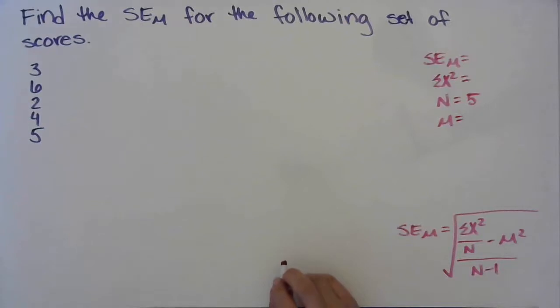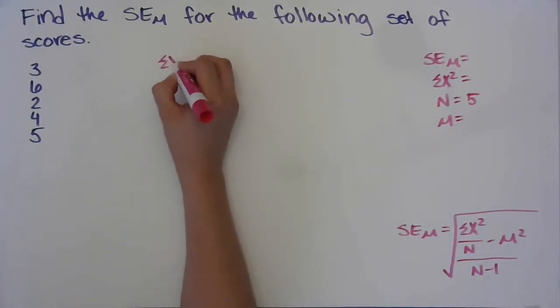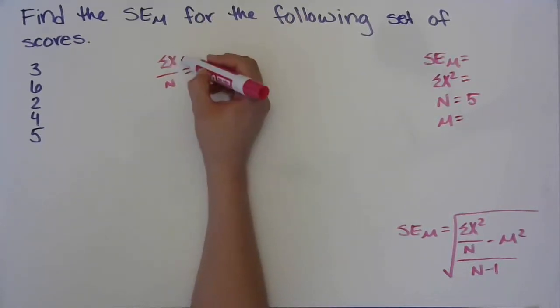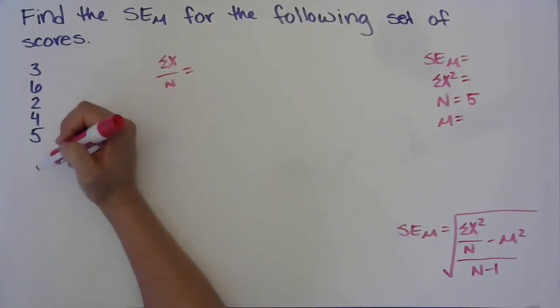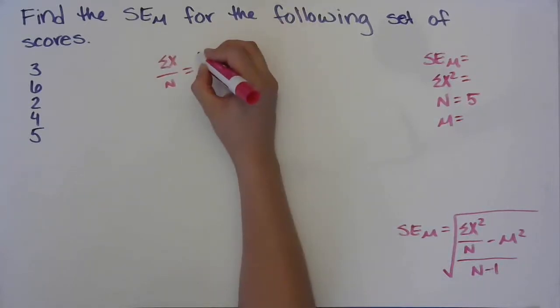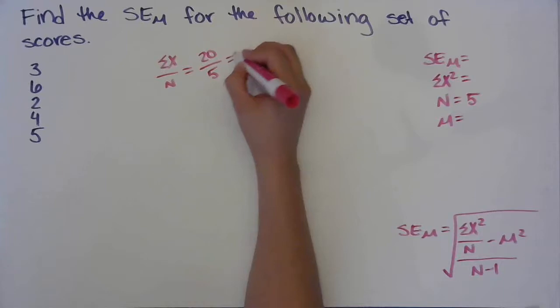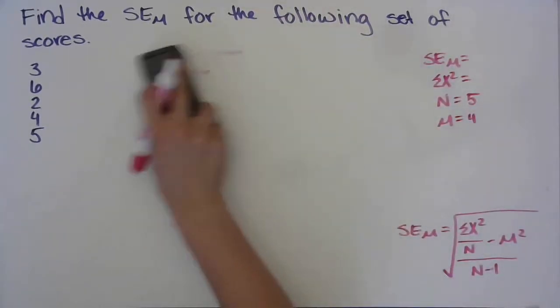Okay, let's go ahead and find our mean. To find the mean, we will use this formula. So this just means the sum of x, the sum of raw scores. So you're just going to add all those scores up. So add 3, 6, 2, 4, and 5. When you add those up, that's going to give you 20, divided by our n value, which is 5. So that's going to give you 4. So our mean is 4.